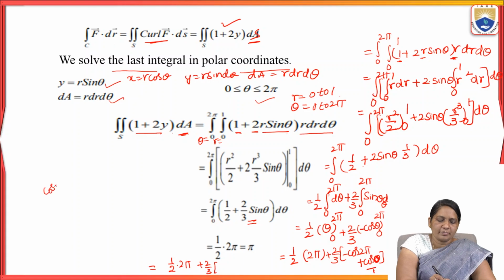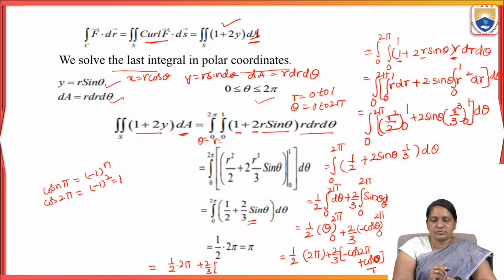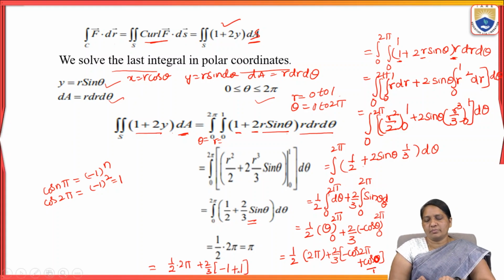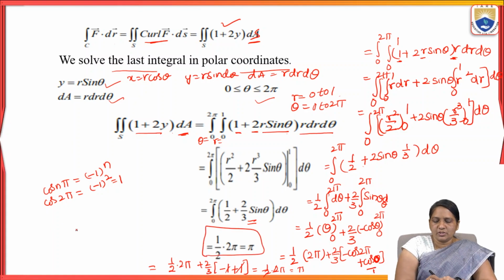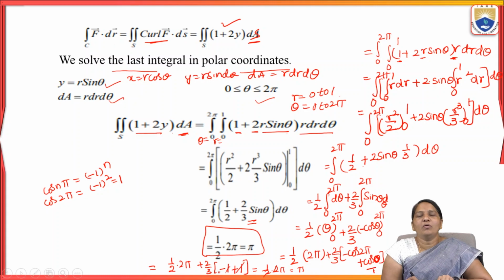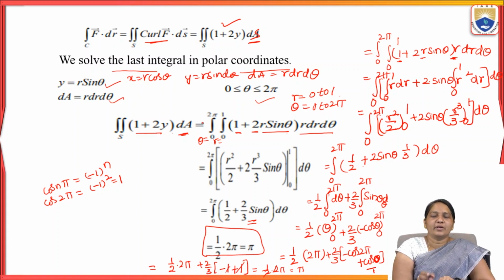What is the cos n pi value? Minus 1 whole power n. So what about the cos 2 pi value? Cos 2 pi equal to minus 1 whole square, that means plus 1. So minus cos 2 pi means minus 1, plus cos 0 is 1. So finally this term is 0. So finally 1 by 2 into 2 pi, so 2 will be cancelled. I got pi. So this is the value of double integral over S of 1 plus 2y dA.